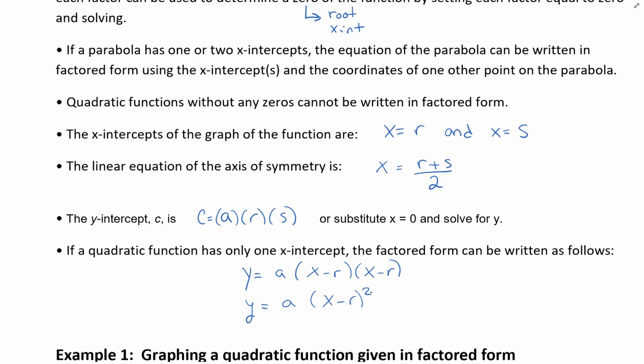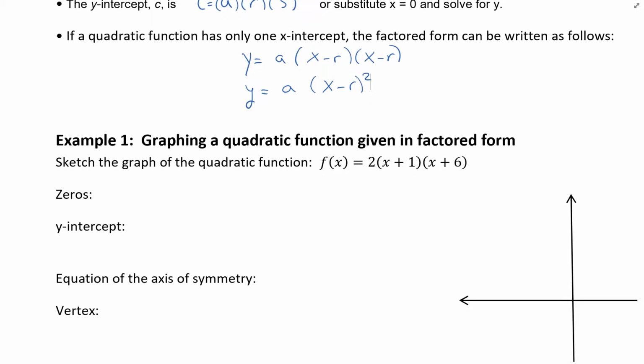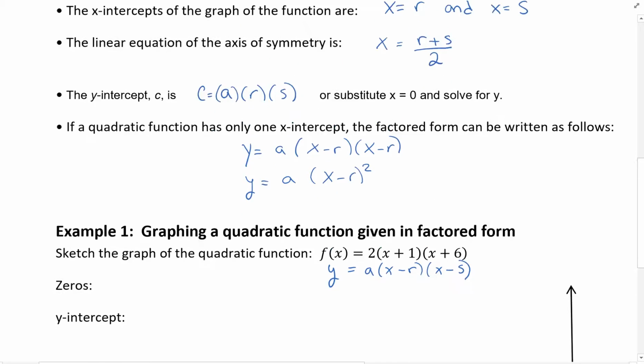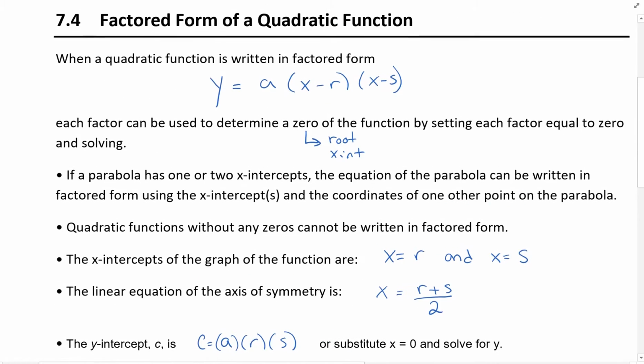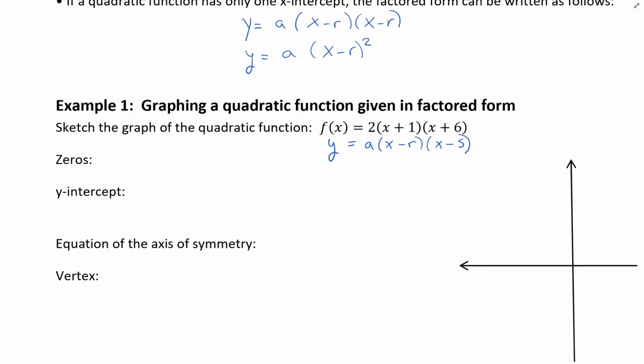Okay, let's see how this works with an example. In example 1, it says, sketch the graph of the quadratic function. We have f(x) = 2(x + 1)(x + 6). If I wanted to rewrite that in our format, y = a(x - r)(x - s), this is my a. So if we look at the form we have at the very top, you can identify the different pieces here.